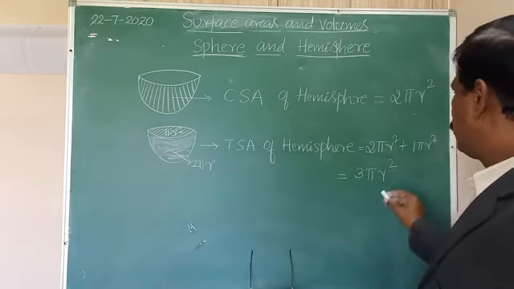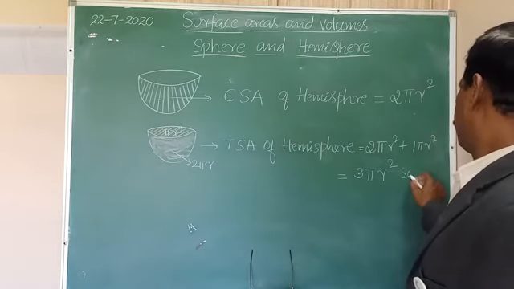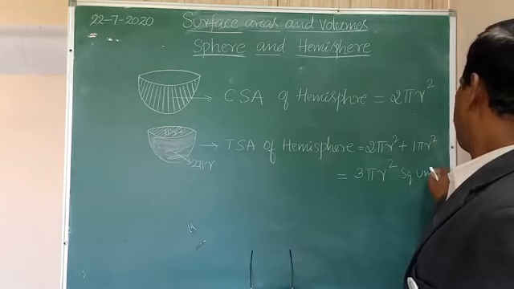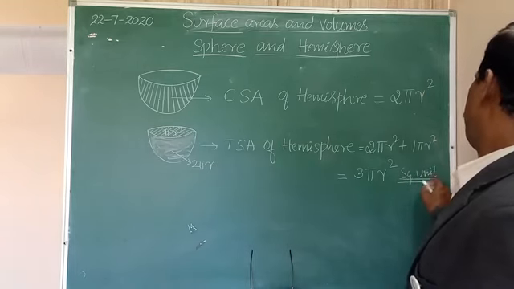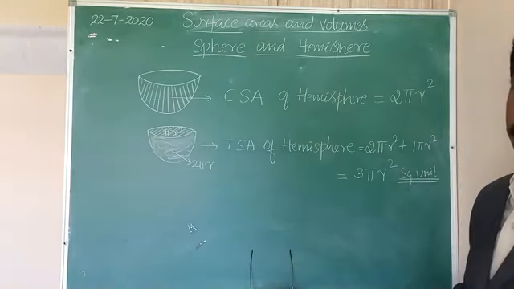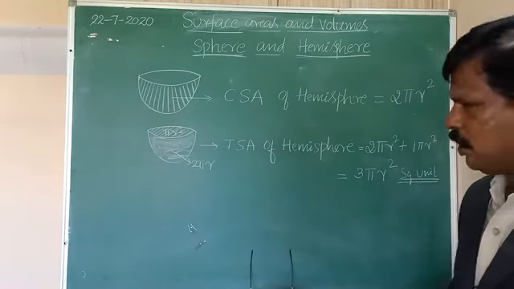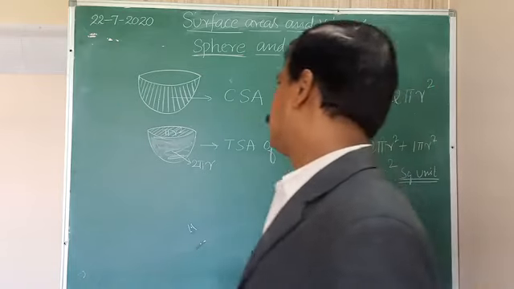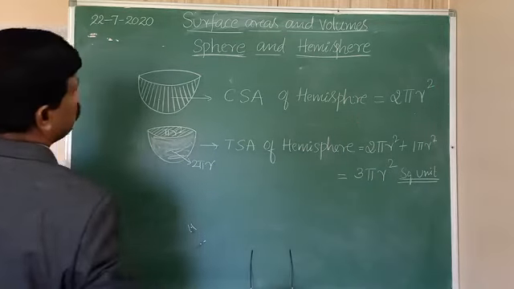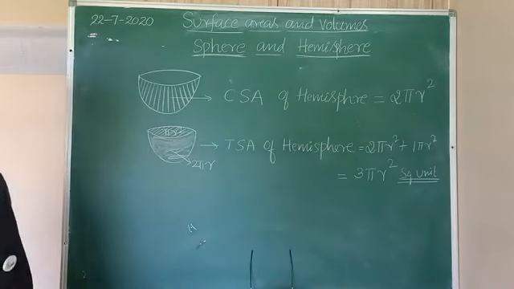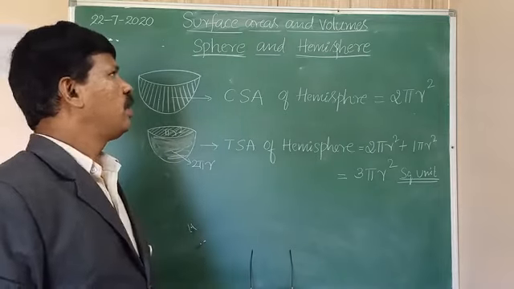So this is a square unit. This is very important. You should write the unit, square unit. For all the areas you should write the square unit. So these are the surface areas, curved surface area and total surface area of a sphere and hemisphere.